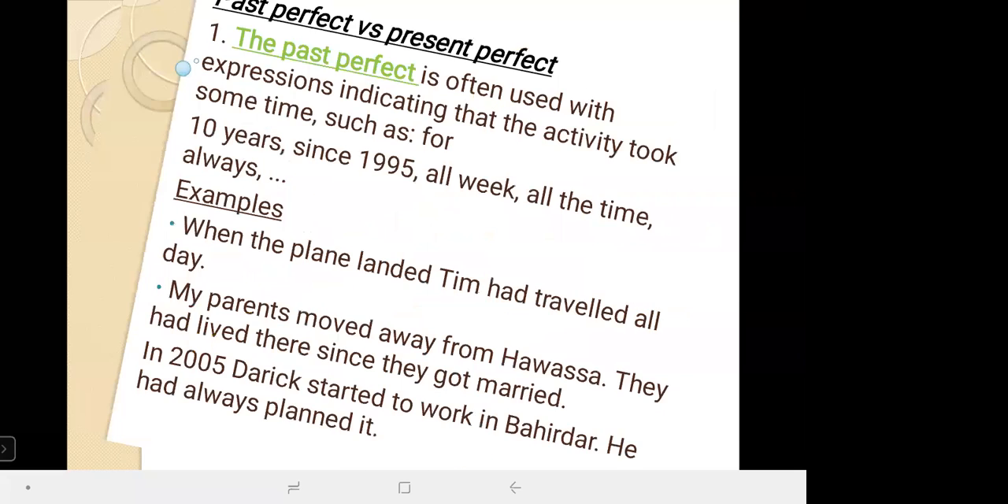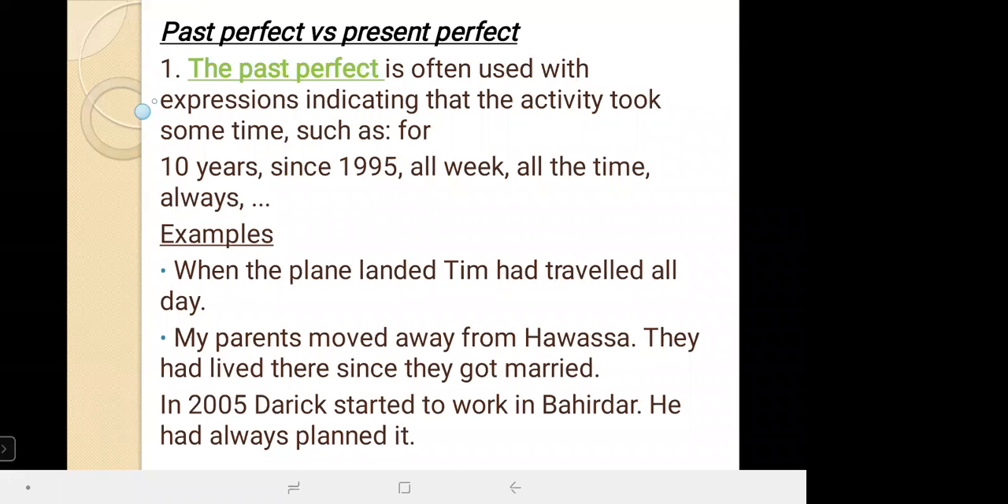So, the past perfect versus the present perfect. The past perfect is often used with expressions indicating that the activity took some time, such as for 10 years, since 1995, all week, all the time, always. When the plane landed, Tim had traveled all day. So the plane was flying the whole day, and Tim was on it. So Tim had traveled all day when the plane landed.